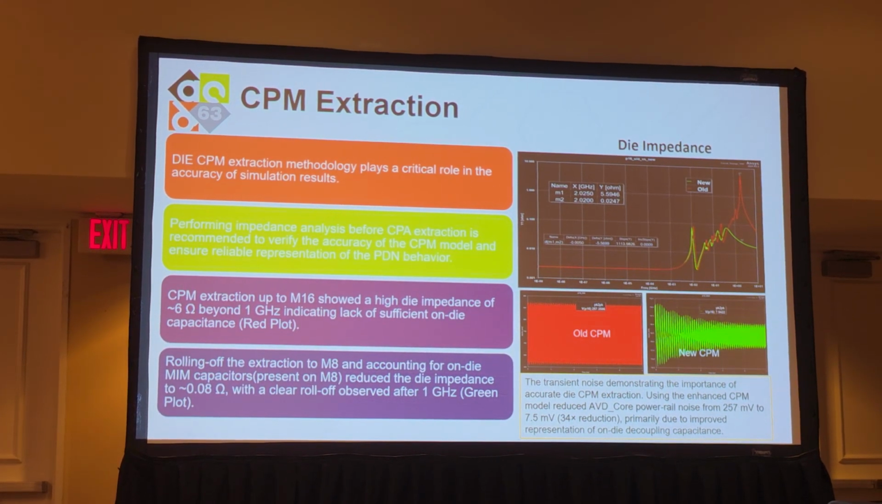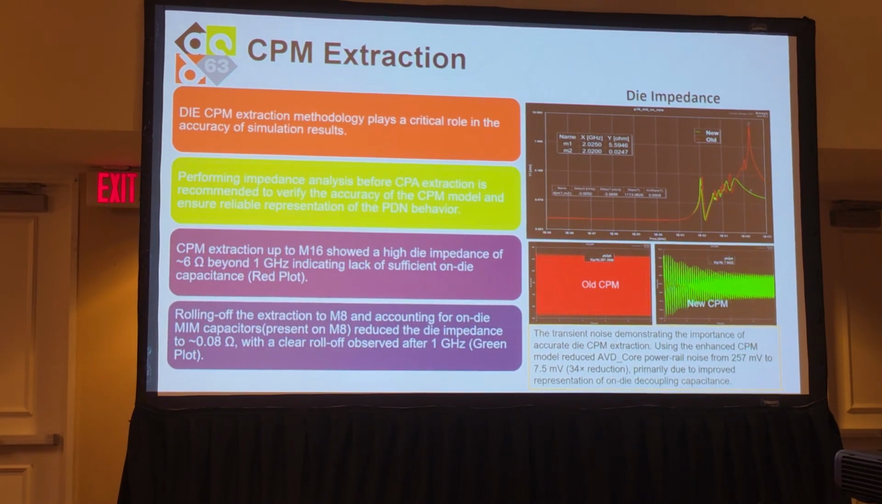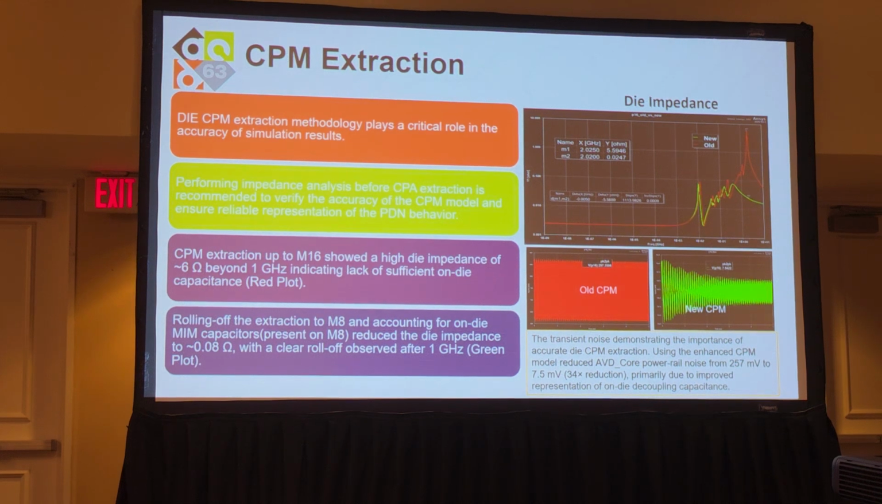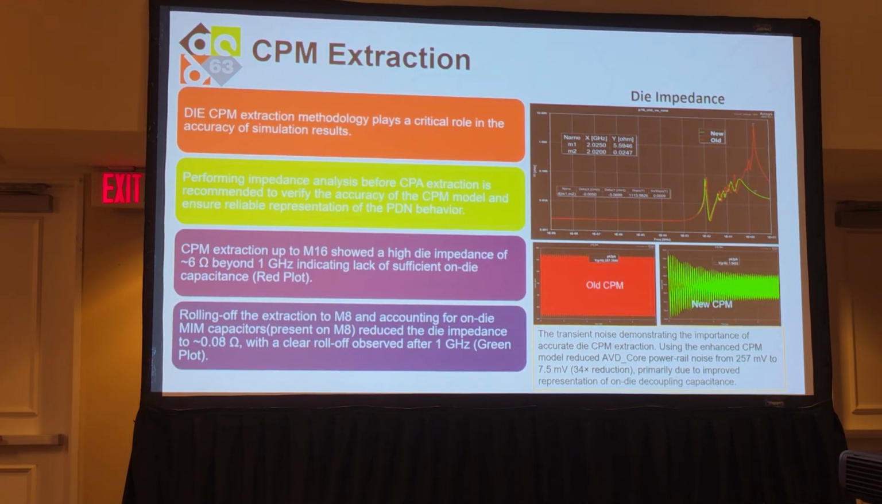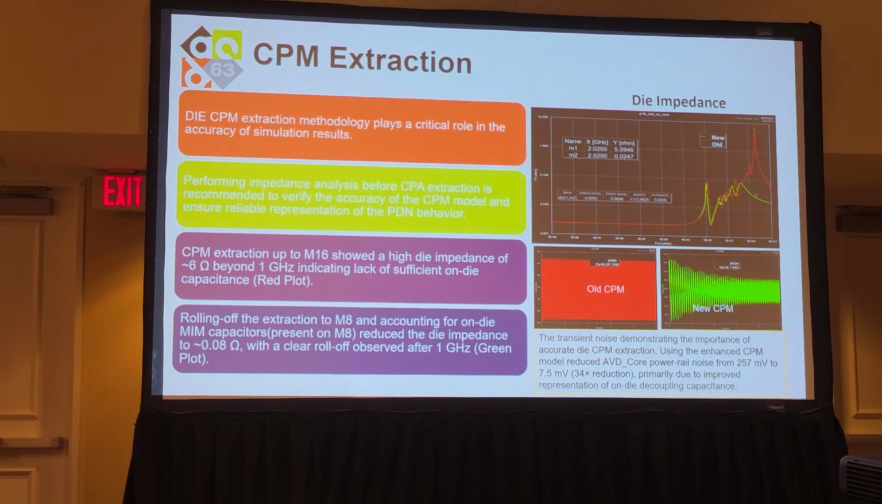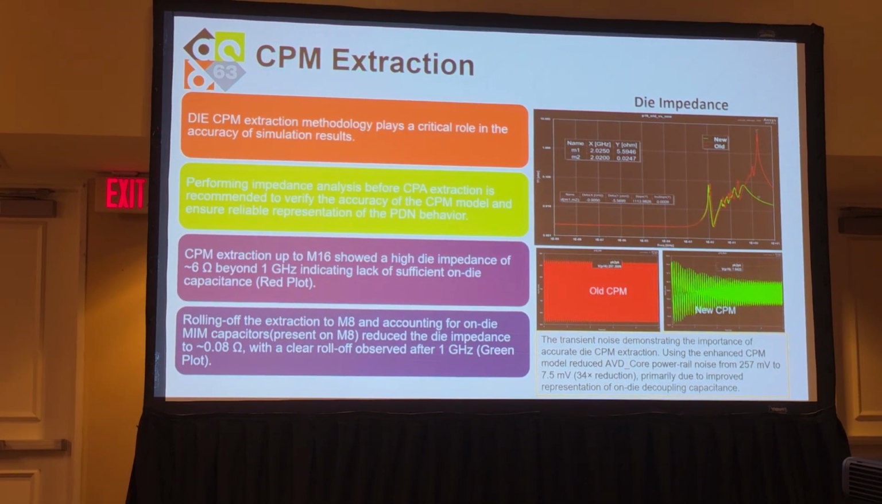What they found that they had to do was they weren't modeling enough of the die. So they had to include all the layers on the die, which then included the decoupling capacitance within the die. Once they did that, they found that the resultant noise on the power rail was very much reduced.